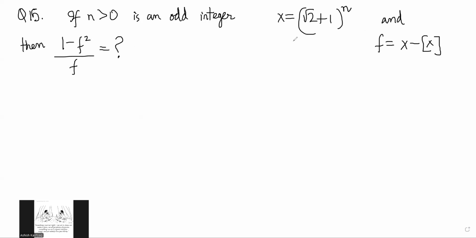So we have x is given as this. So what will be 1 minus f squared by f, right? That is what we have to figure out.